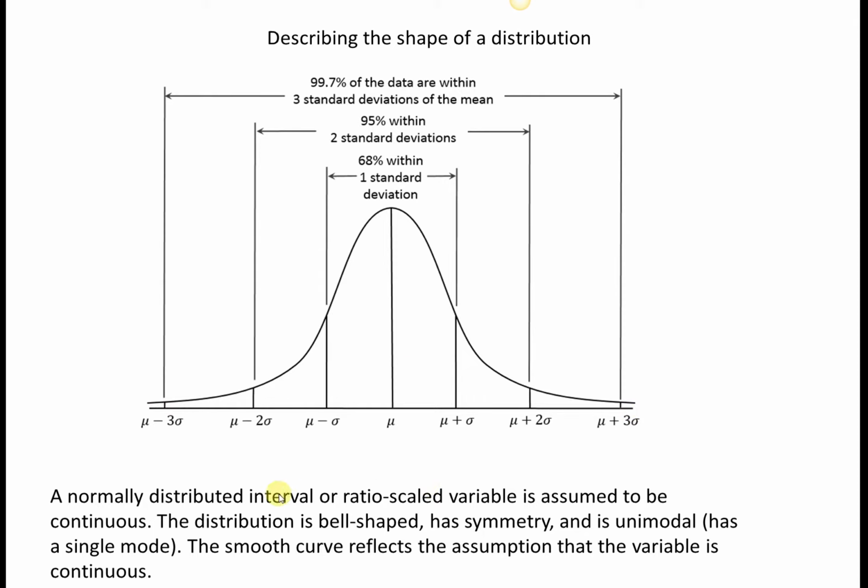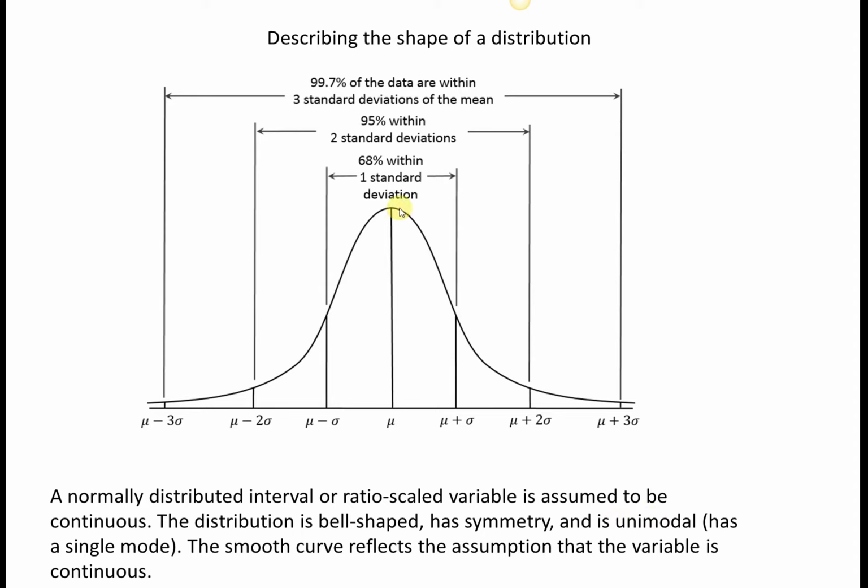You can see that we're assuming it to be continuous. We're also saying that the distribution is bell-shaped, so it takes on a bell-shaped quality. It has symmetry, meaning that the area under the curve that falls at or below the midpoint of the distribution, or median, which also lines up with the mean and mode, is the same area that we have above that point within the distribution. So basically, within a normal distribution, it's bell-shaped, it has symmetry, it's also unimodal.